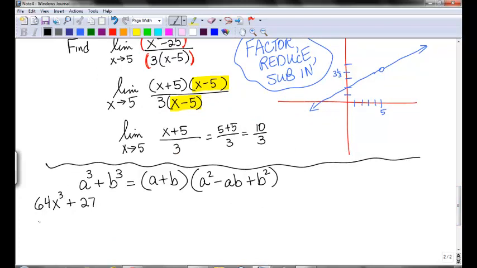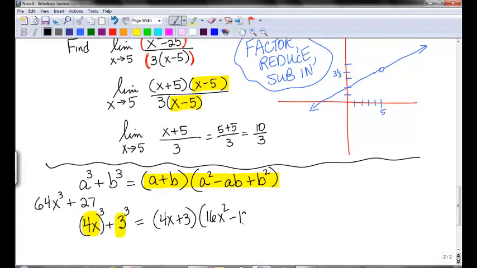64 is a cube of what number? 4. So this would factor into x. That's my a, is 4x. And 27 is a cube of 3. So this is the a, this is the b, and then I fill it into this pattern. So it would factor into 4x plus 3 times, what, 16x squared minus 12x plus 9.